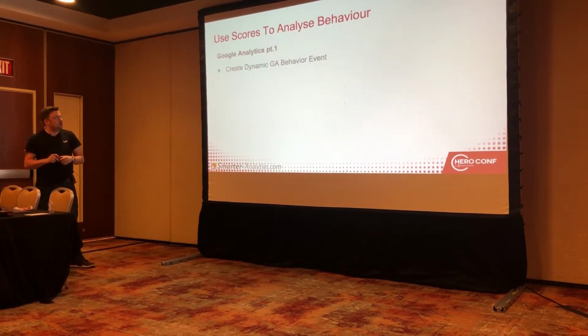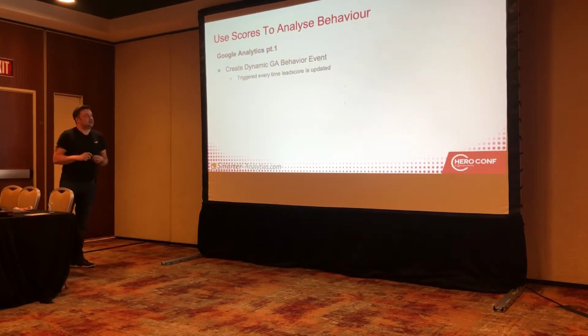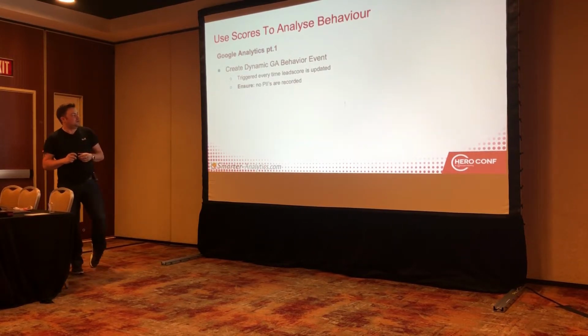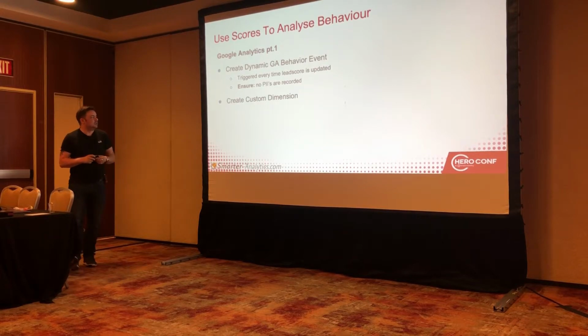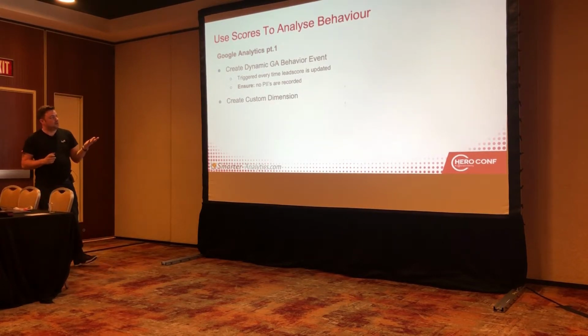Analytics part 1, we can create a dynamic Google Analytics behavior event, triggered every time the lead score is updated. We ensure that no PII is recorded in there. So that's just creating a usual event in the behavioral reports. We can create a custom dimension, setting the GA settings variable, updates in every event. Carefully select the right scope.